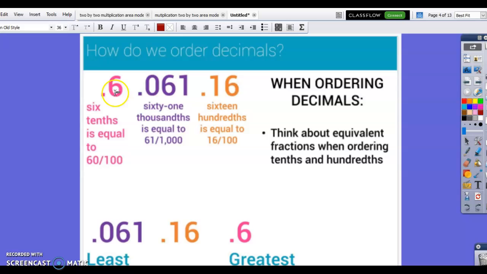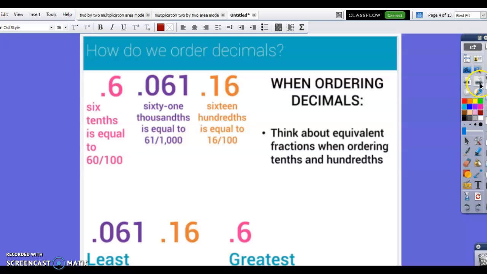Here you have a 6, a 0, and a 1 in your tenths place. So you only have to look in the tenths place to be able to put these in order from least to greatest. Therefore, 0 in the tenths place is the smallest number value. So 61 thousandths would be first. Then your 1 in the tenths place of 16 hundredths is next. And your 6 in the tenths place is next. So that is how we will be ordering these from least to greatest.